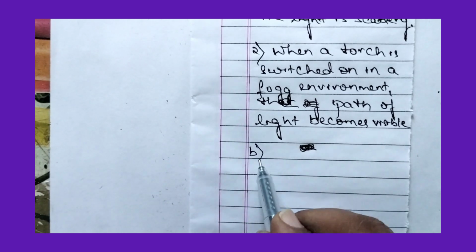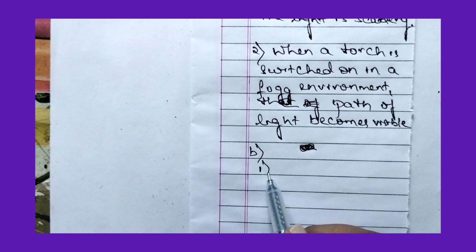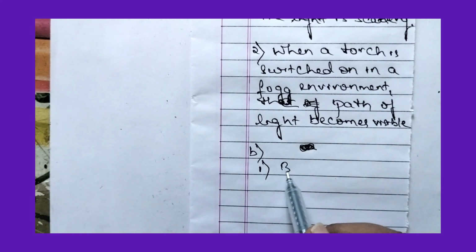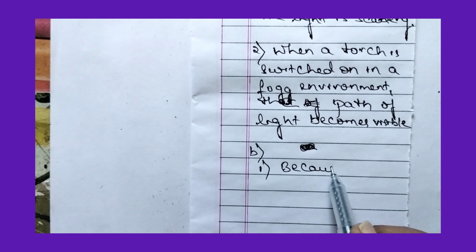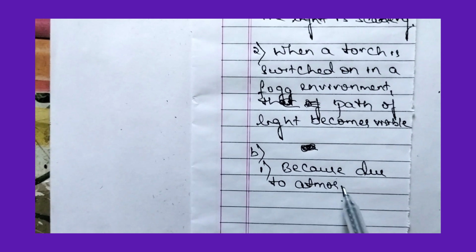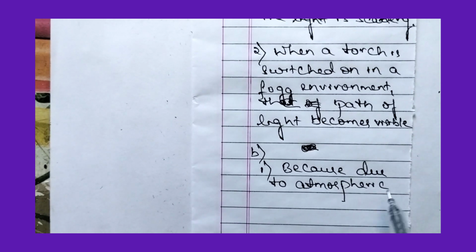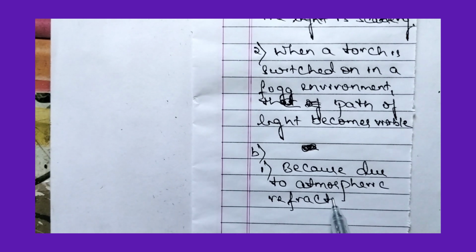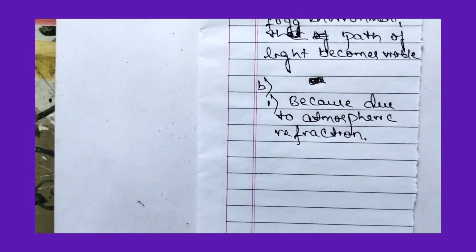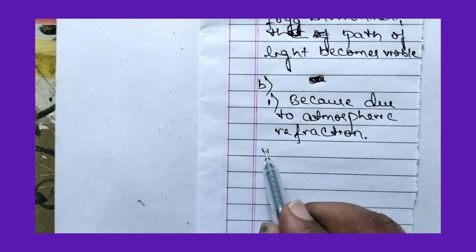Next, let us answer the B question, where we have to give the reason. The reason is: stars twinkle due to atmospheric refraction. Due to atmospheric refraction, we feel that stars are twinkling.